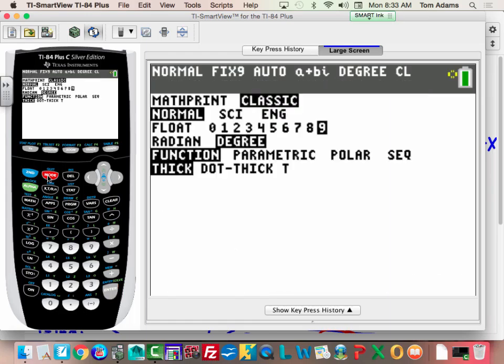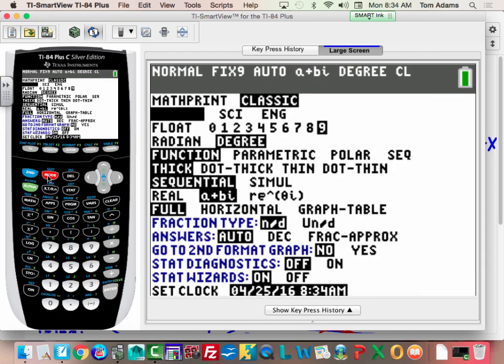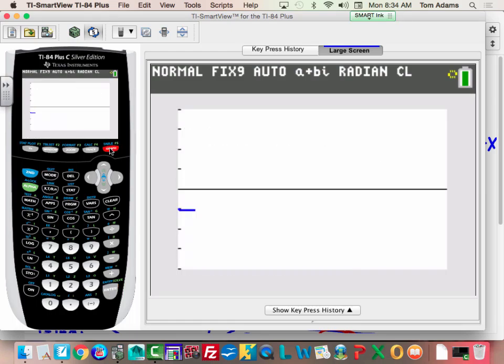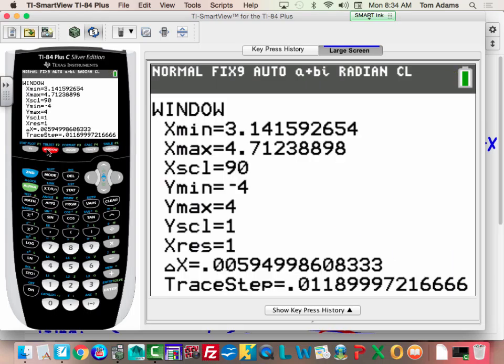Now I'm just going to double check and make sure that I'm in radian mode. I am not. So that would have messed me up big time. So now I'm going to go to radian mode. And I'm almost done. Wait, I'm not done with the window yet. What do I want my y value to be?